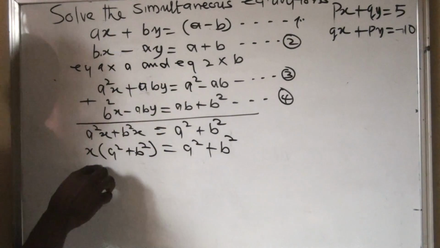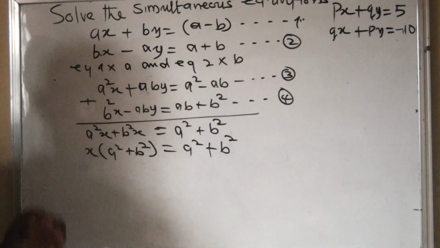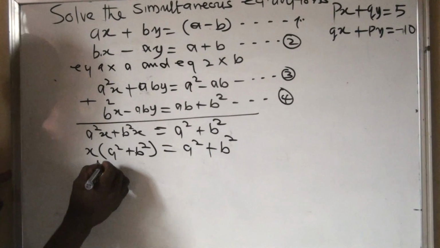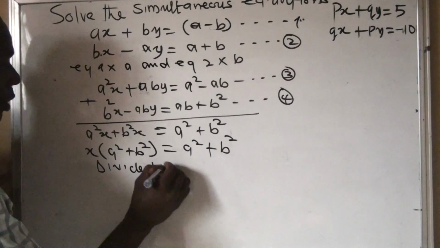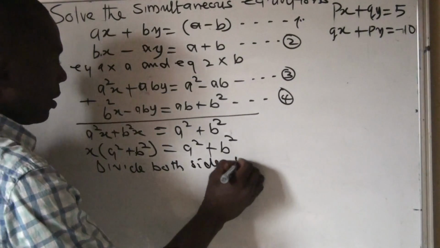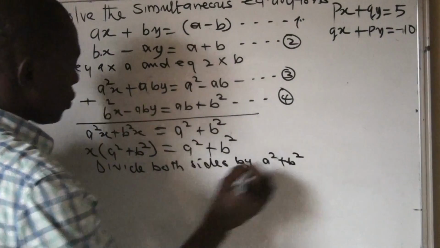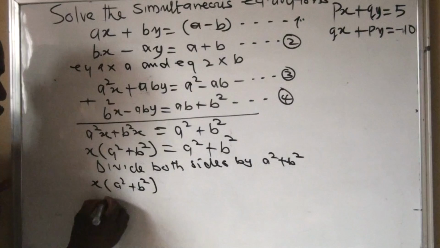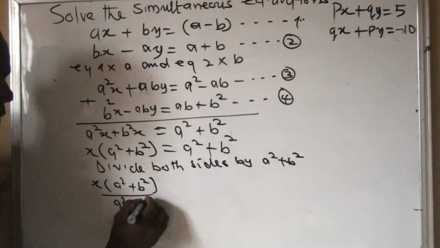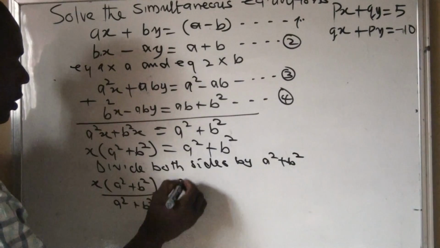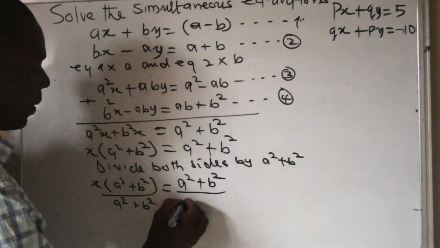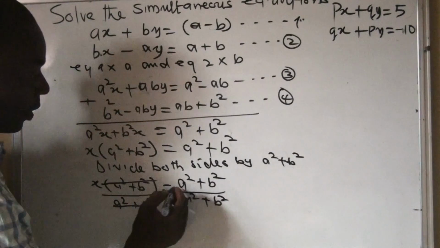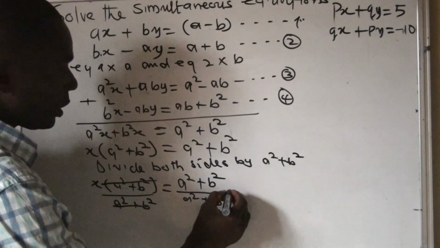Now we look at the coefficient of x, which is a square plus b square. So we divide both sides by a square plus b square. If we do that, we have x open bracket a square plus b square, close bracket, divide by a square plus b square. Then on the right hand side, we have a square plus b square all over a square plus b square. So here this will go off, and a square plus b square divided by a square plus b square will give us 1.